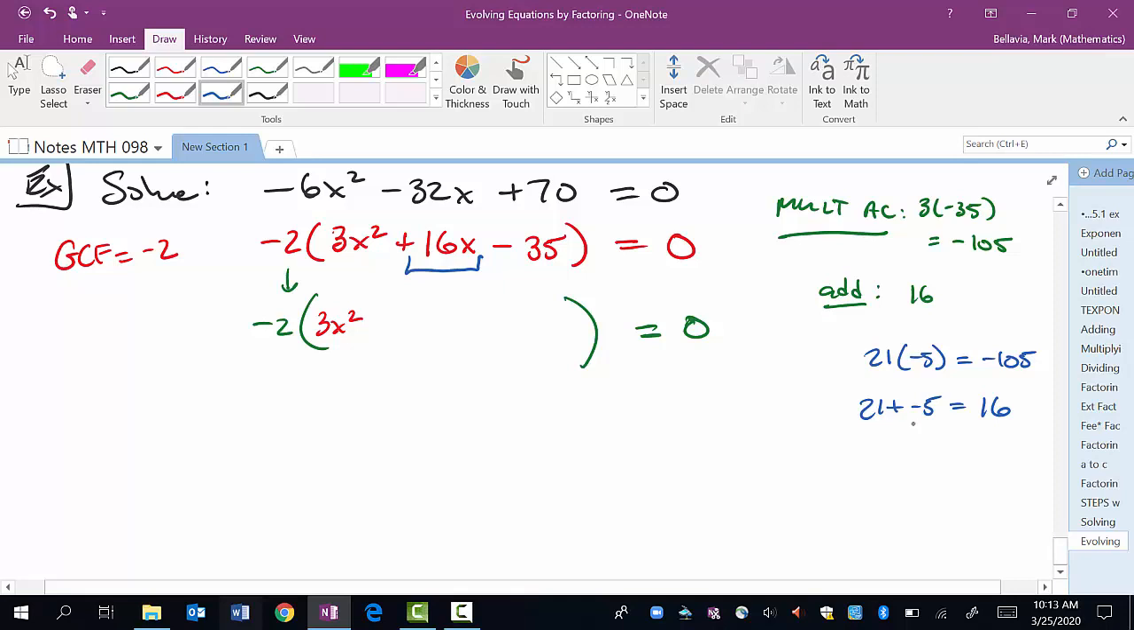Make sure you keep the signs on them. And then you just put an x with them because that's the variable piece. That's what makes them like terms. So this will be plus 21x minus 5x, using those terms there. And then we have minus 35, which stays. All right, so don't change that.